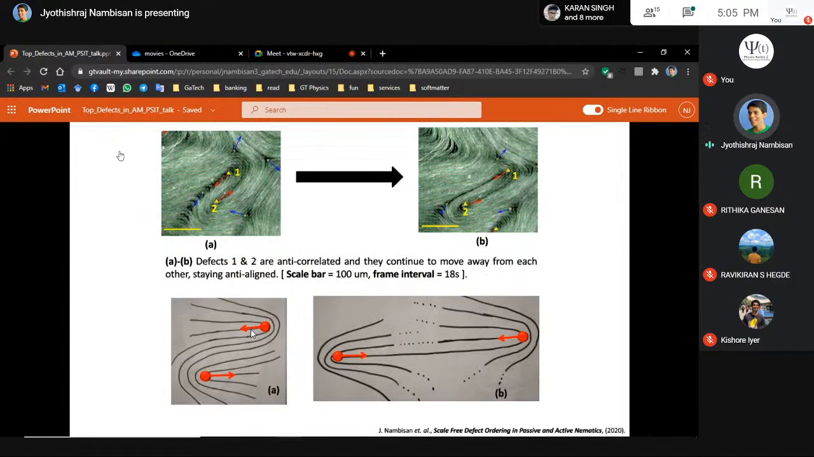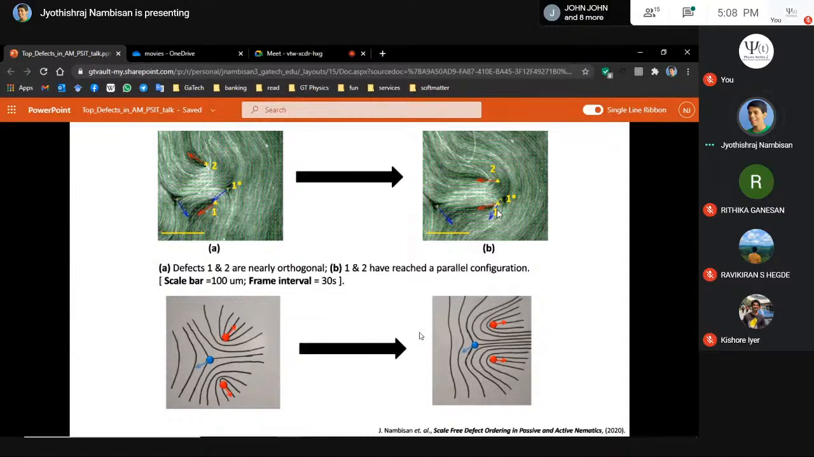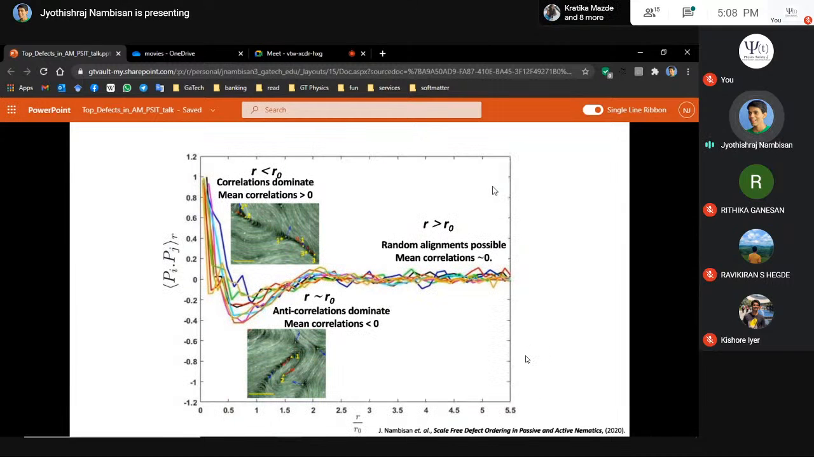So circle, right? And you can see that this is a schematic in which this +1/2 and the -1/2 are very close. So in the next frame, these two join together to give you a 0. So they just annihilate. So that's cool.